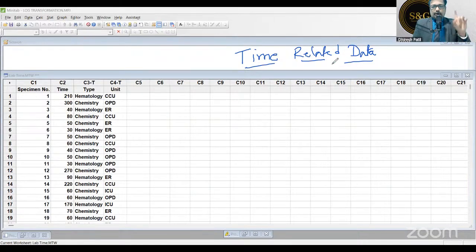Now, whenever it comes to time related data, there is a probability you can see a skewed distribution or non-normal distribution like this, either like this or like this. Whenever it is a time related data. Now tell me, what is time related data?